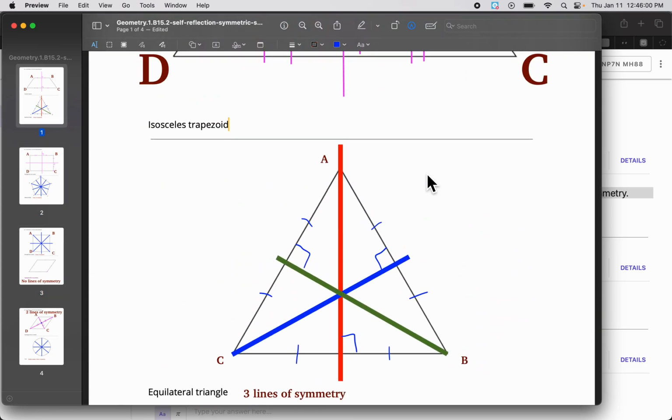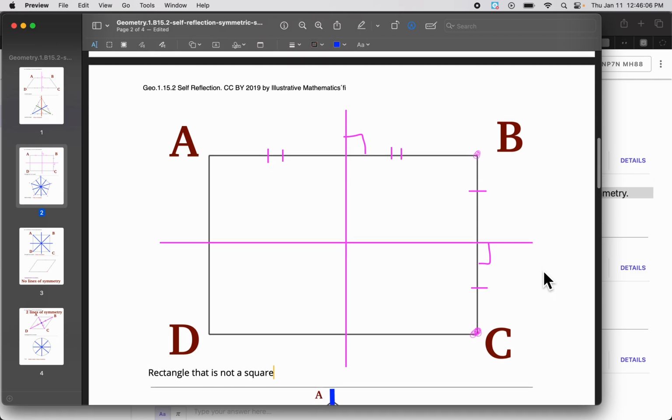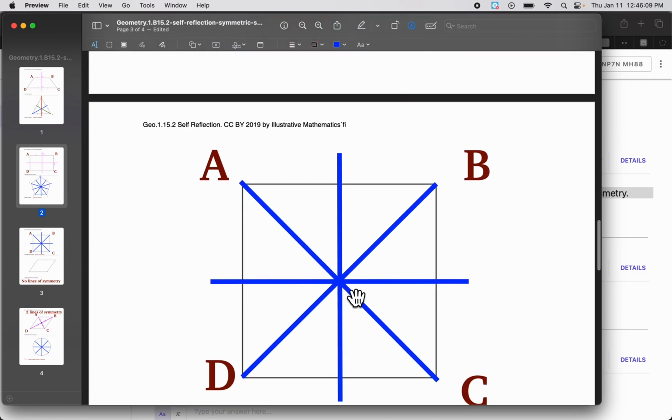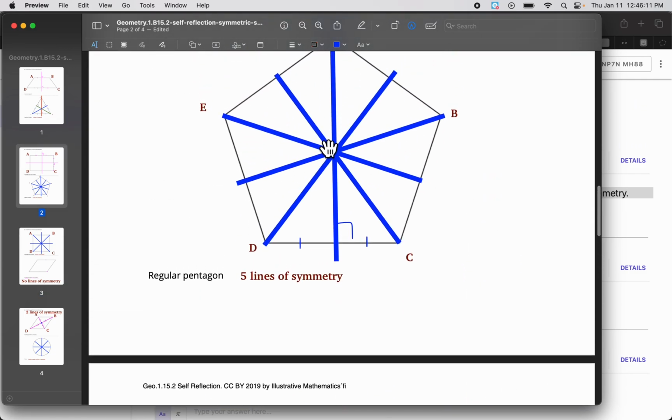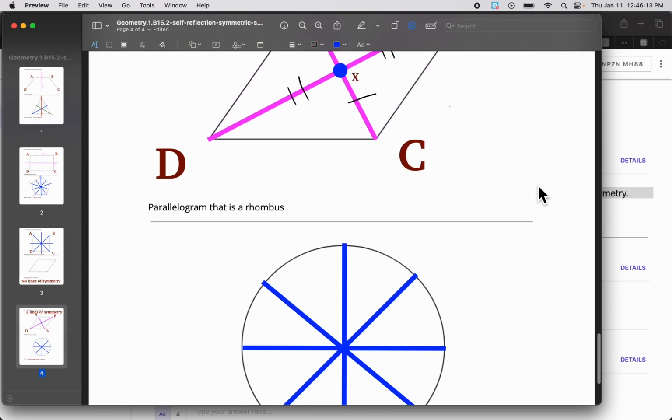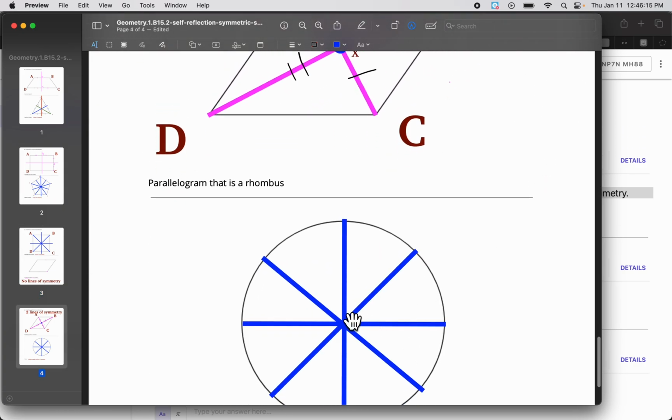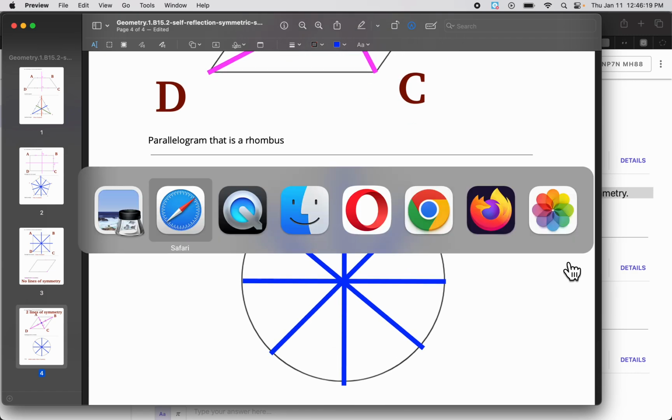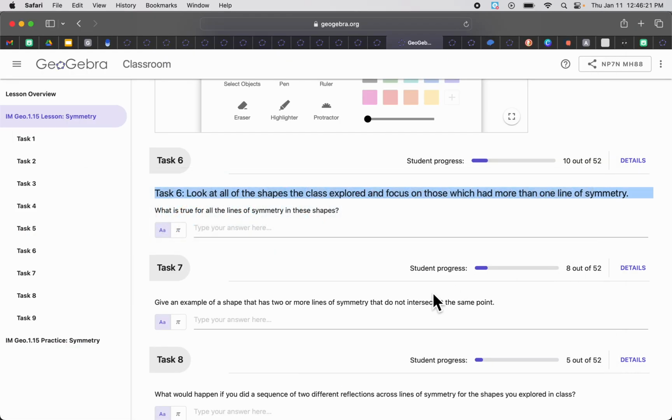What do we notice about all the lines of symmetry? Well, looks to me like they all cross right in the middle. They all intersect at the same point. They all cross at the same spot, right? Definitely. And for the circle, everything has to go perfectly through the middle. So yeah, it looks like they all cross at the same spot. Okay, that would be the answer to there.